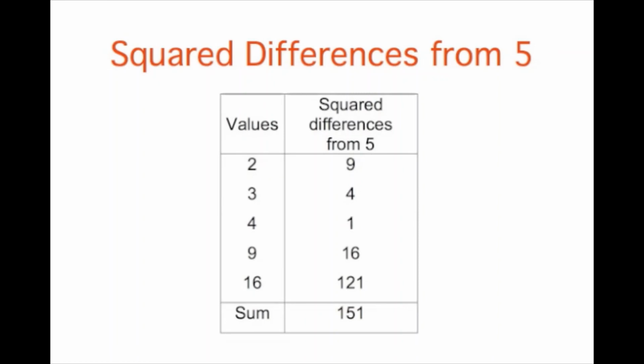Changing the target from 10 to 5, we calculate the sum of the squared differences from 5 as 9 plus 4 plus 1 plus 16 plus 121, which equals 151. So the sum of the squared differences from 5 is smaller than the sum of the squared differences from 10. Is there a value for which the sum of the squared differences is even smaller than 151? Yes, it is possible to reach 134.8. Can you find the target number for which the sum of squared deviations is 134.8? It can be challenging to find the value that minimizes this sum. We'll show you how to do it in a later section.